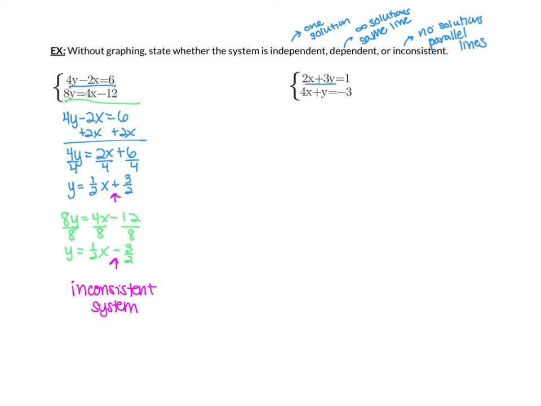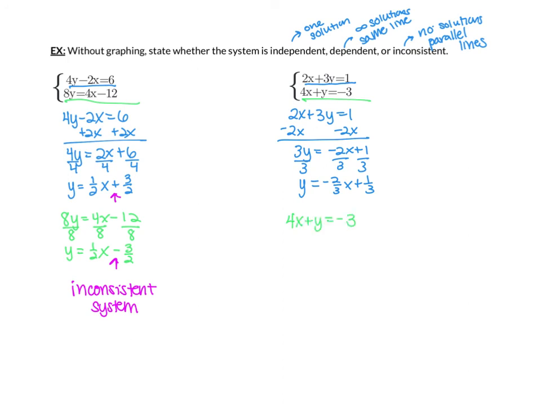Okay, so hopefully you went through and you solved this. So we have 2x plus 3y equals 1. We're going to get y by itself. So we get 3y equals negative 2x plus 1. Divide by 3 everywhere. So we get y equals negative 2/3 x plus 1/3. Okay, let's do the next one. Let's do 4x plus y equals negative 3. I'm going to minus 4x. So we get y equals negative 4x minus 3. And I don't need to do anything else.